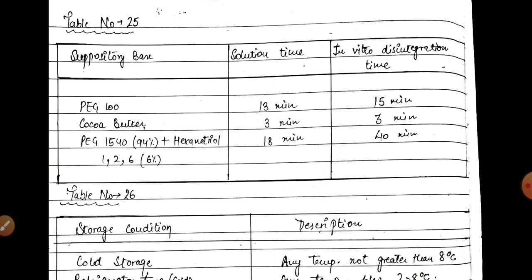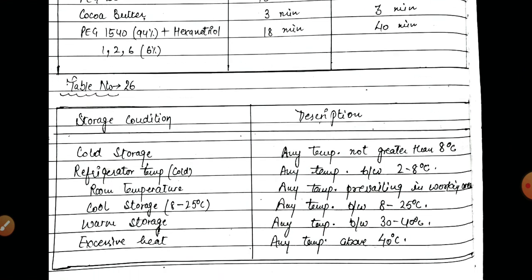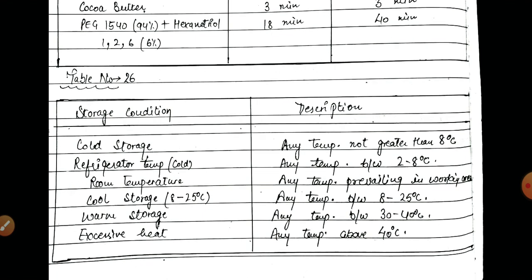The examiner will ask you the solution time and disintegration time for each suppository base, and here is the discussion about suppository bases. Next one is table number 26. This one is related to storage conditions and their description. The first one is cold storage: you need any temperature not greater than 8 degrees Celsius.